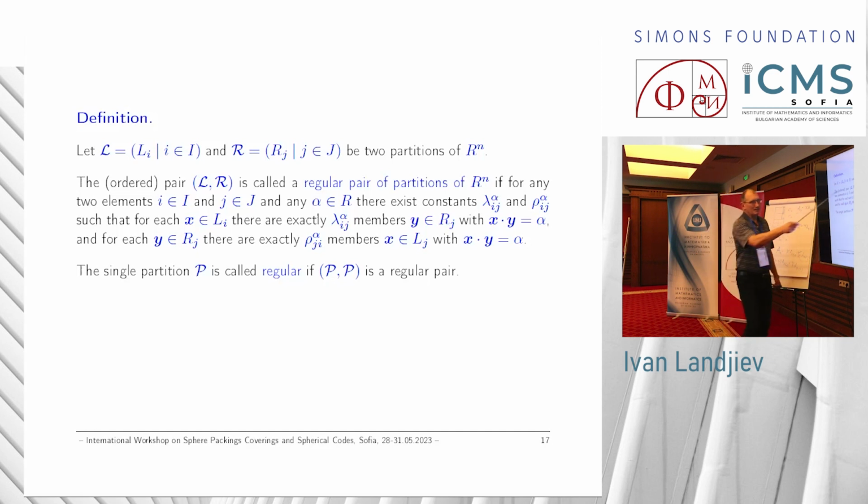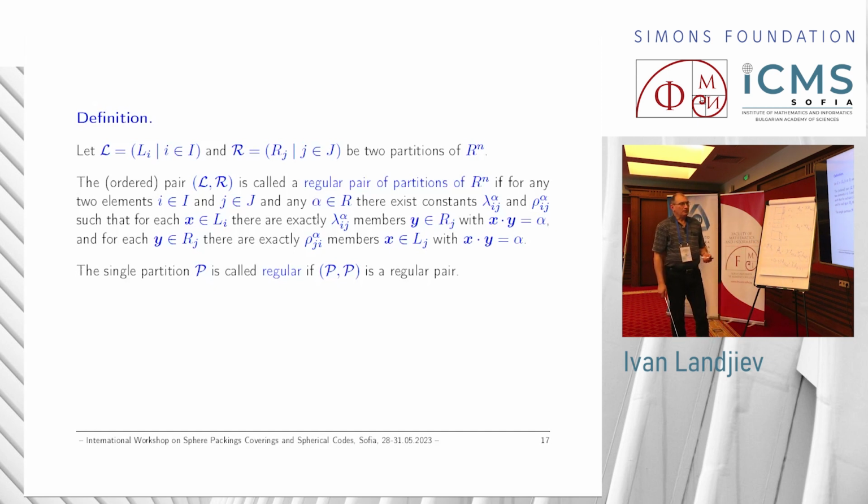formulation of the thing. So consider lambda sub ij with upper index alpha, such that for each x from L_i, there exist exactly lambda sub ij alpha members in R_j with dot product alpha. And similarly here, for every y in R_j, there exist exactly this many members. Well, these numbers do not depend on the particular member of L_i or R_j we take. They're the same for all members. So such a pair of partitions is called regular. A single partition is called regular if (P, P) is a regular pair.